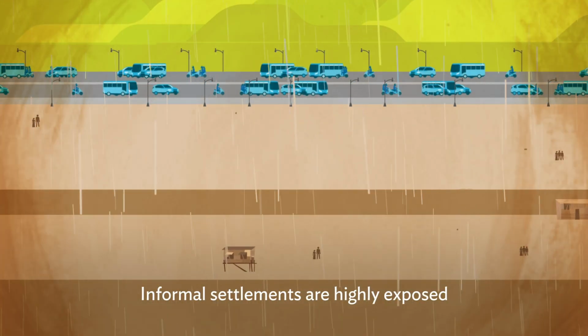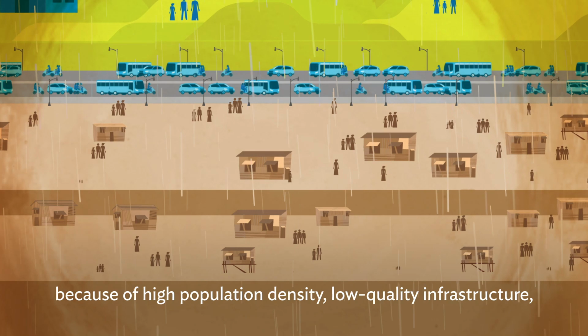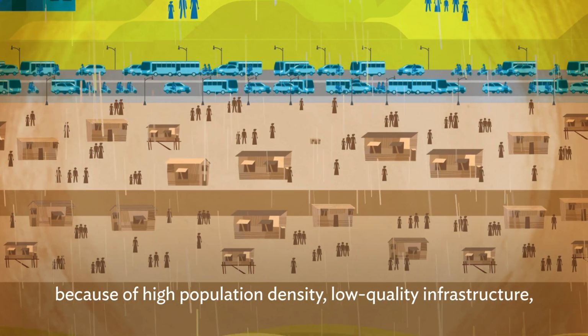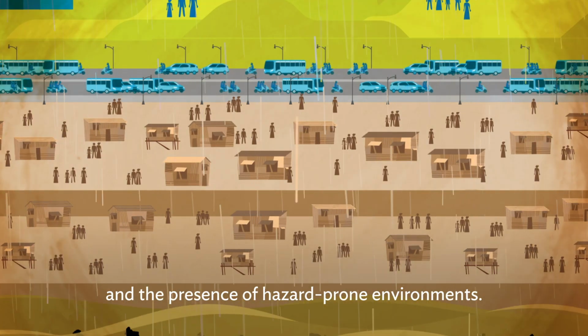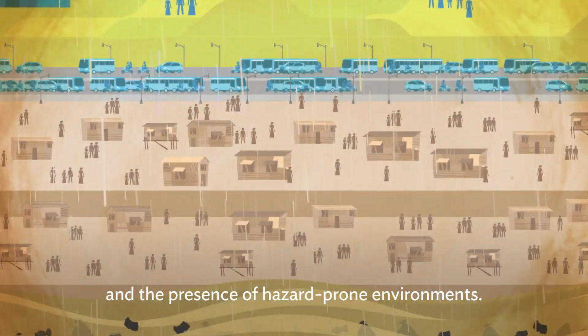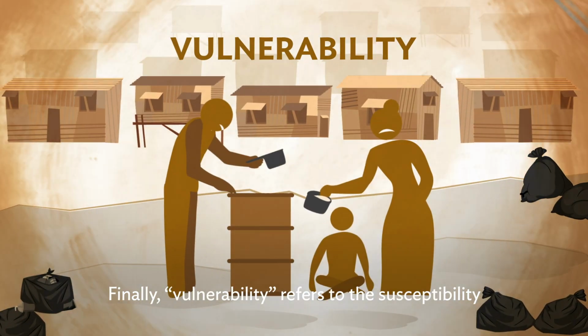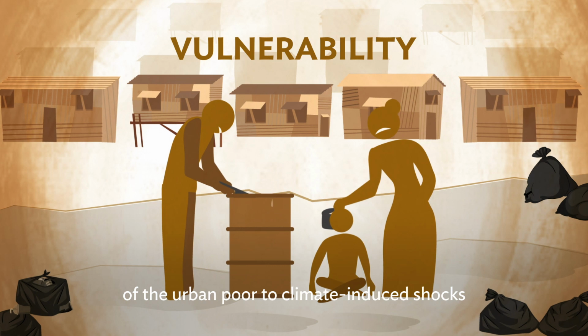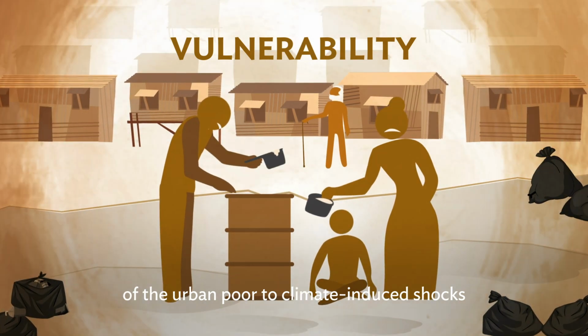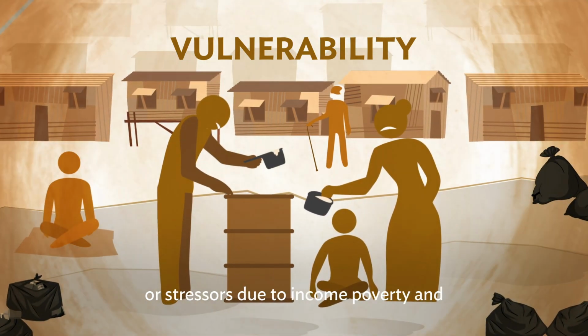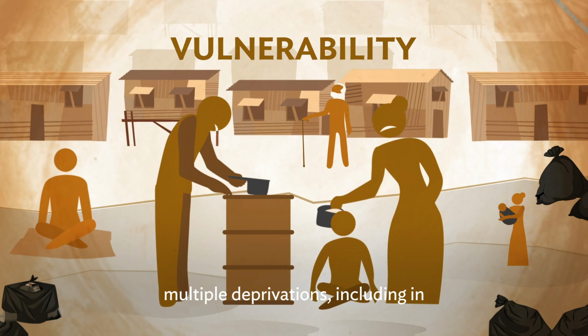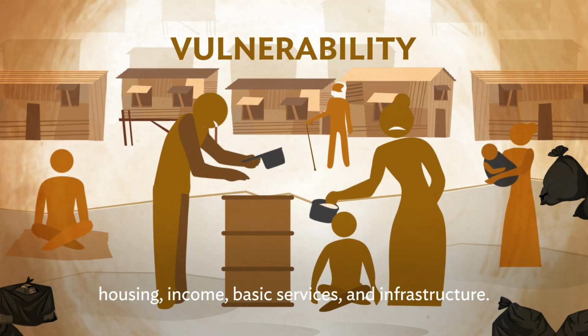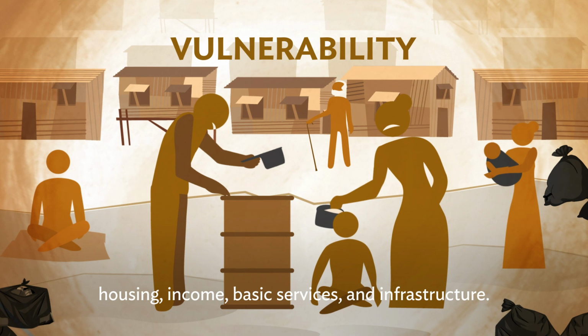Informal settlements are highly exposed because of high population density, low-quality infrastructure, and the presence of hazard-prone environments. Finally, vulnerability refers to the susceptibility of the urban poor to climate-induced shocks or stressors due to income poverty and multiple deprivations, including in housing, income, basic services, and infrastructure.